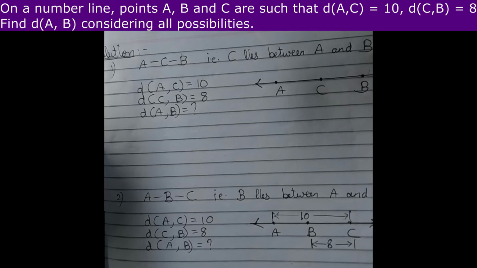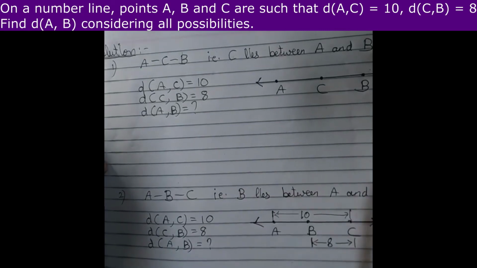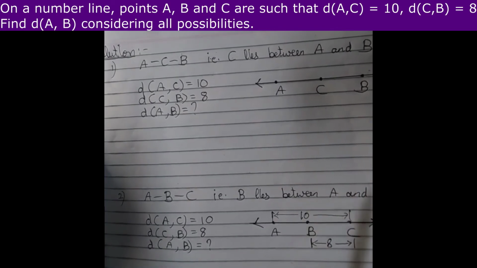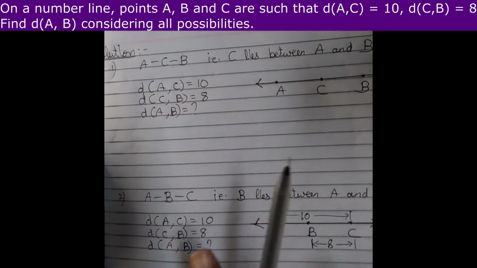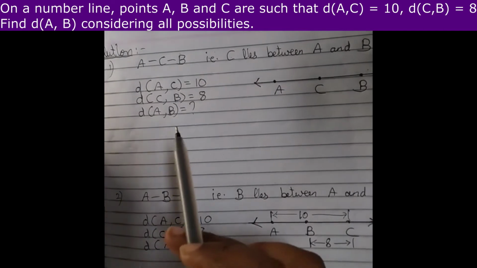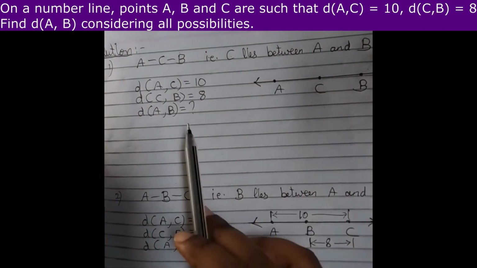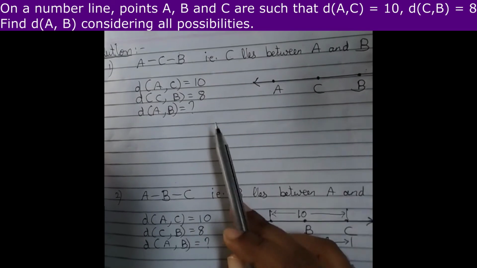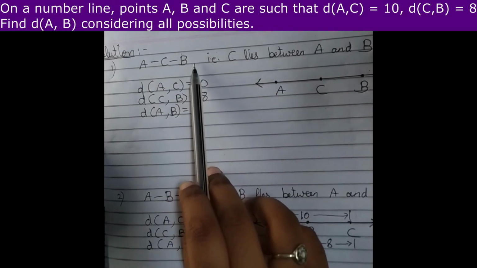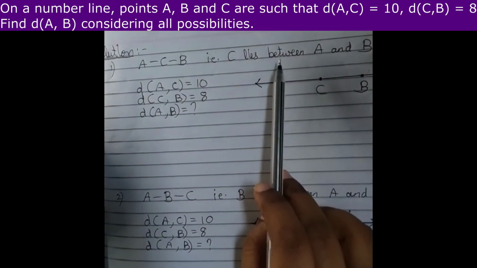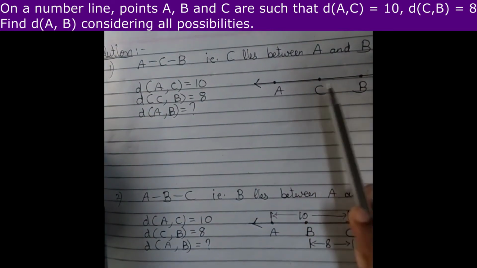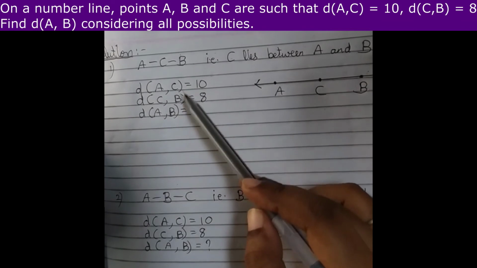For solving this problem, we will consider each possibility one by one and find the distance AB, the distance between points A and B, considering all three possibilities. See the first one, A-C-B, that is, point C lies between A and B. Whatever is given in the question we will write.